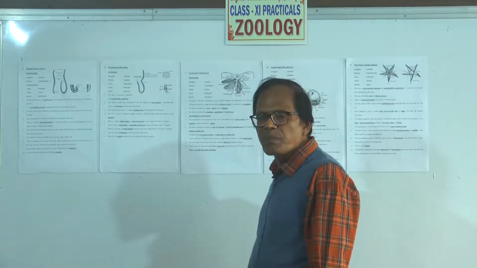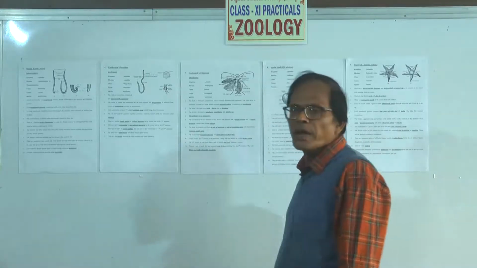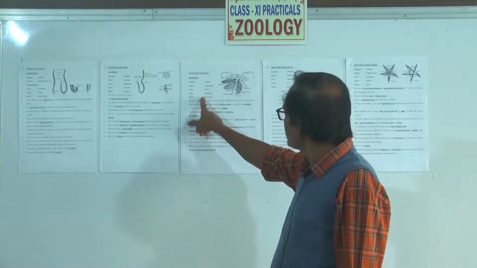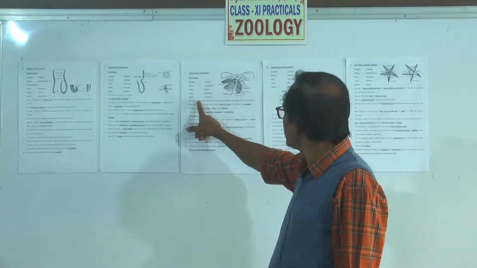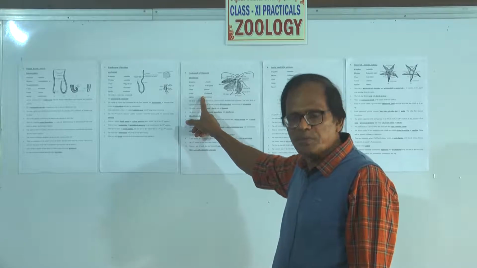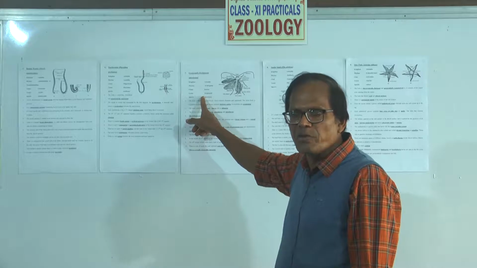The genus is Periplaneta, species is americana. I'm making a correction here. This is capital A, alphabet A. Instead of capital A, it should be small a. This is a typographical error. Kindly bear with it.